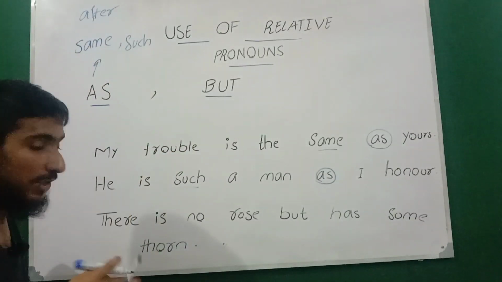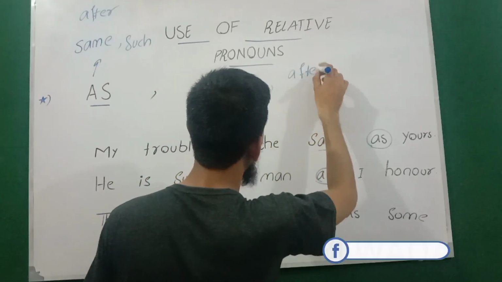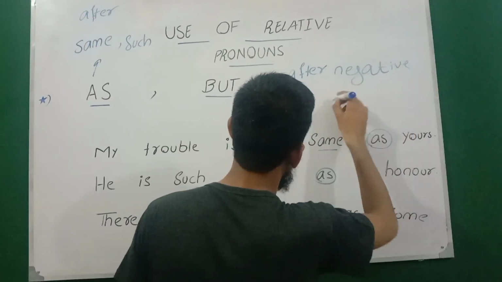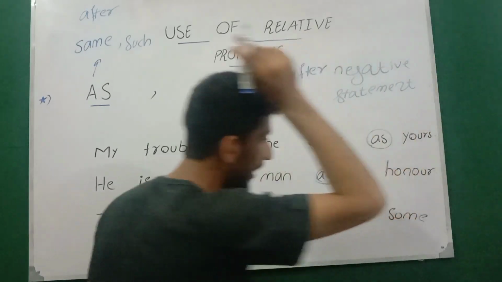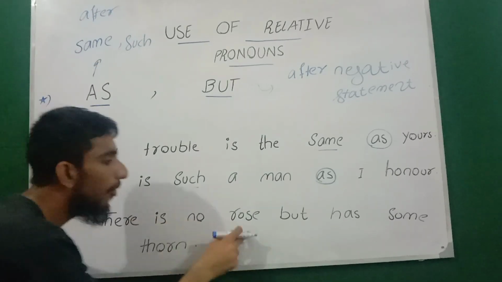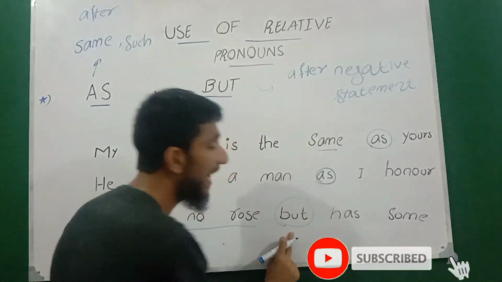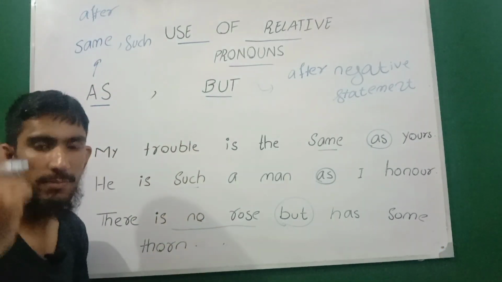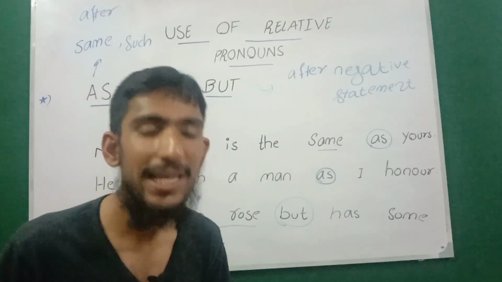And but was a very interesting relative pronoun. It was used after a negative statement in older English grammar. Look at this: there is no rose but has thorns. So this is a negative statement. But was used after a negative statement as a relative pronoun in English grammar. Hope you guys understand this. It is not compulsory to remember nowadays, but I want to give you some information that as and but were also used as relative pronouns in older English grammar.